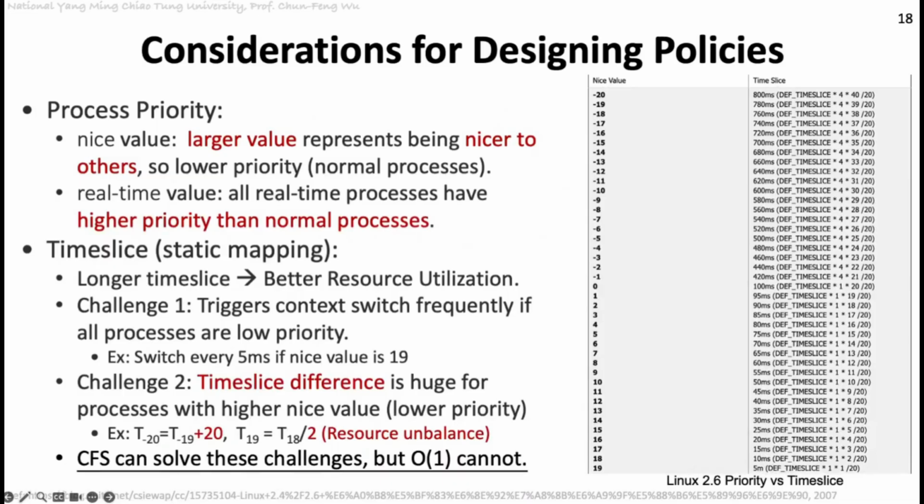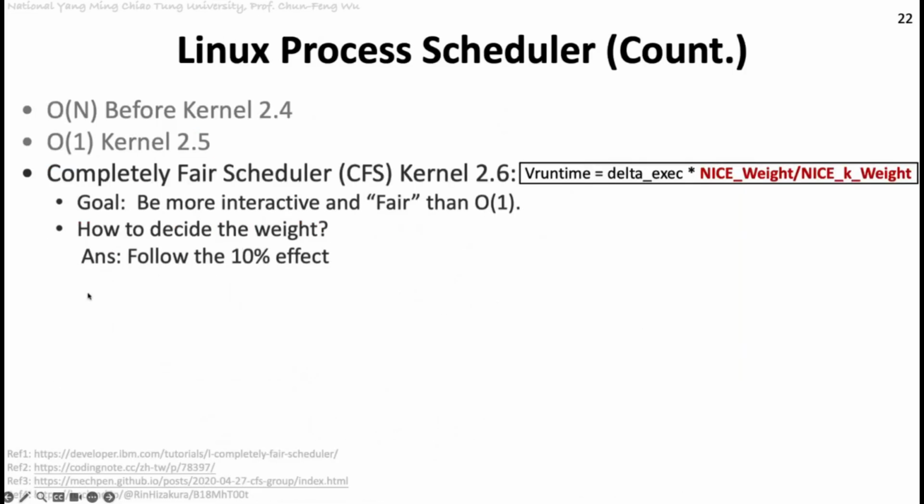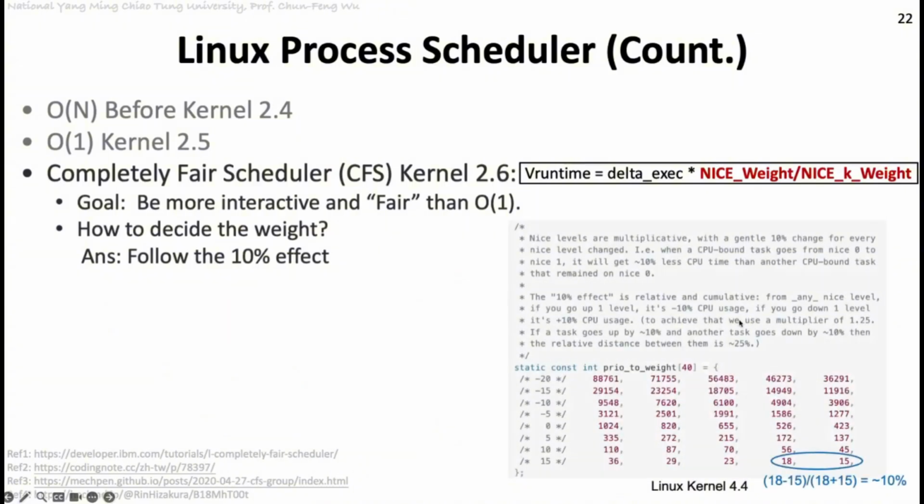So for CFS, they're trying to solve this problem. What they're using is called the 10% effect. If you open up your Linux source code, you will see something like this. This is just a direct screenshot from Linux kernel 4.4. Let me give you some hints about why there is a thing called the 10% effect. There is a priority from 0 to 40, right? So there is minus 20 to 19. Here are all the nice values from 19 to minus 20.